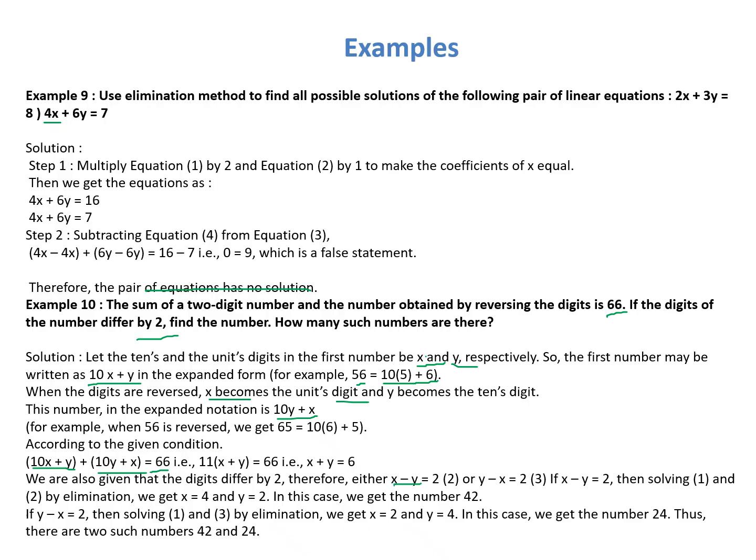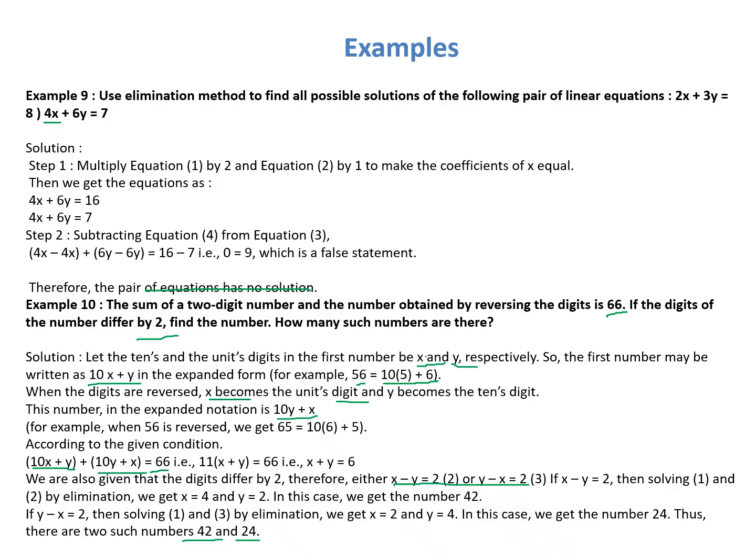Taking x minus y as 2 or y minus x as 2, when we solve these equations, we'll get the answers, and then we can use those answers to get the final digits, and the number can be either 42 or 24.